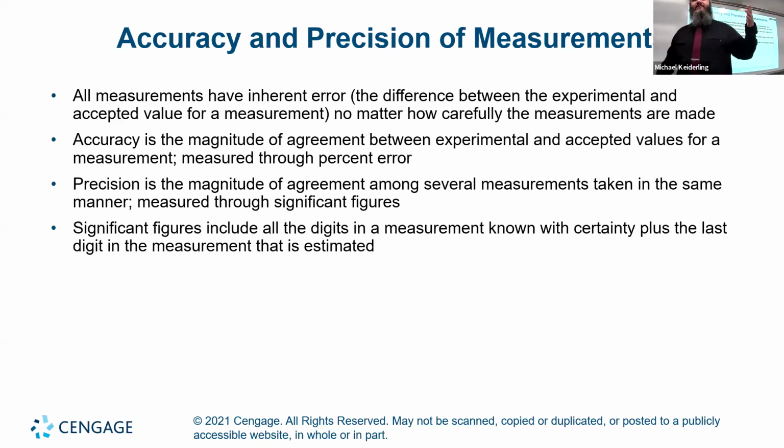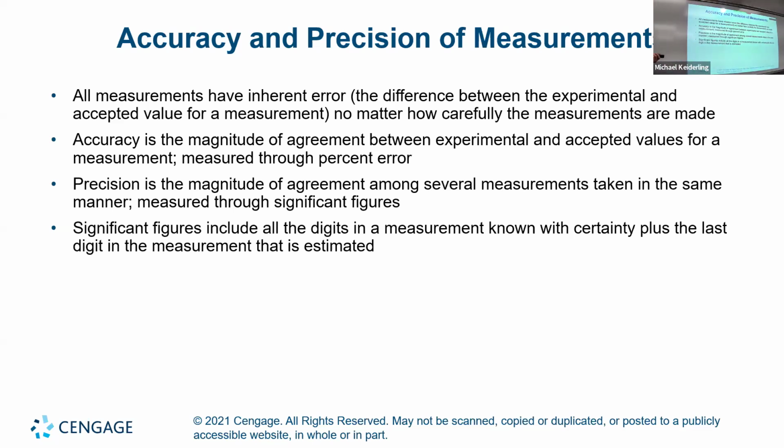Accuracy and precision of measurements. So when we talk about measurements, all measurements have both an accuracy and a precision. And the easiest way to think about the difference between accuracy and precision is to think about shooting a target. So accuracy is the magnitude of agreement between experimental and accepted values measured through percent error. And precision is the magnitude of agreement between several measurements taken in the same manner, measured through significant figures. So precision is sort of the scatter, and accuracy is the aim.